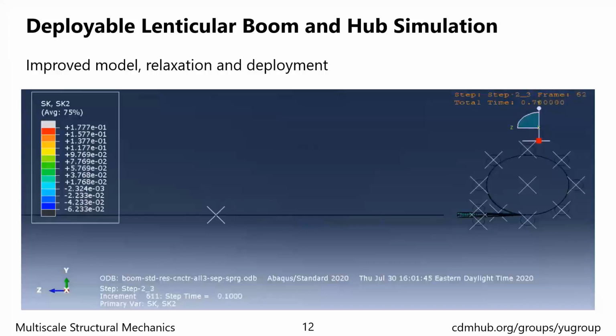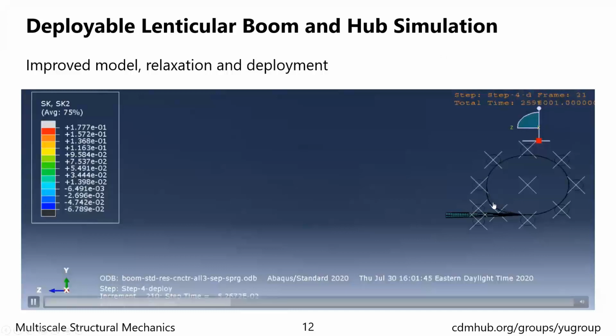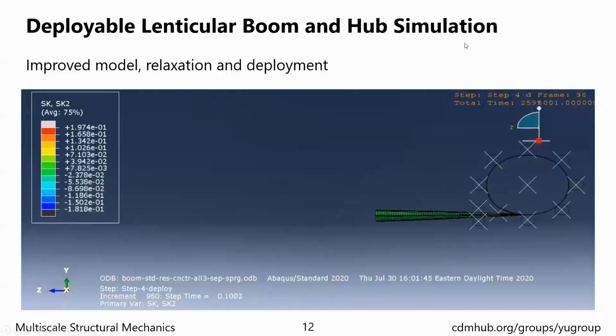After a storage time of 6 months, the boom starts to deploy. You can see that during deployment, the boom tends to pop out from the hub. This is a phenomenon not captured by the baseline model. After deployment, the boom is removed from the hub and the boom will go through a recovery of 24 hours.